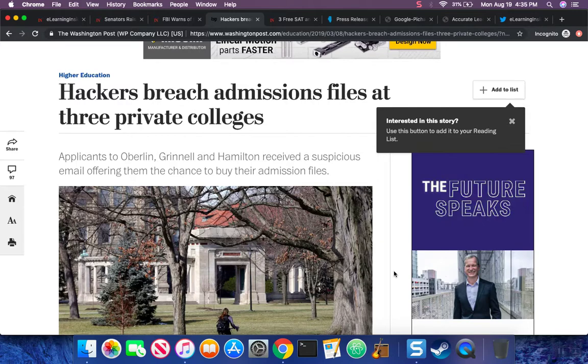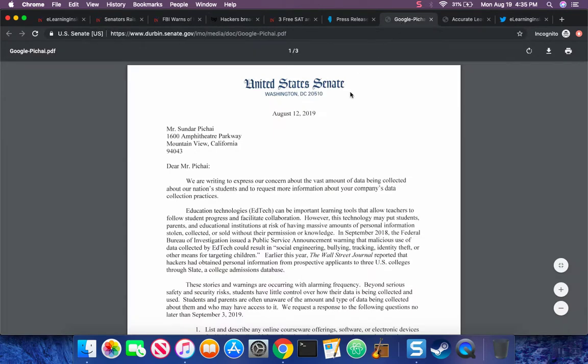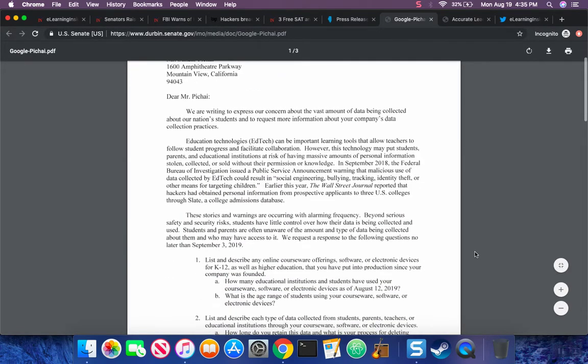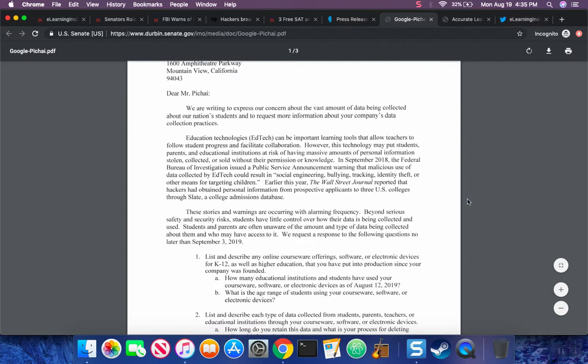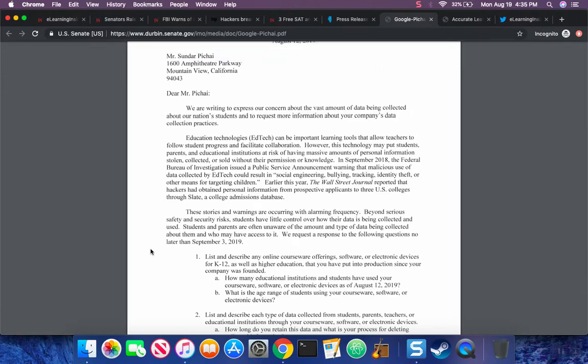As the senators write, quote, "These stories and warnings are occurring with alarming frequency. Beyond serious safety and security risks, students have little control over how their data is being collected and used. Students and parents are often unaware of the amount and type of data being collected about them and who may have access to it." End quote.